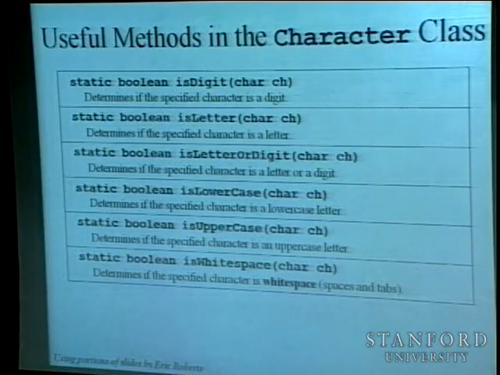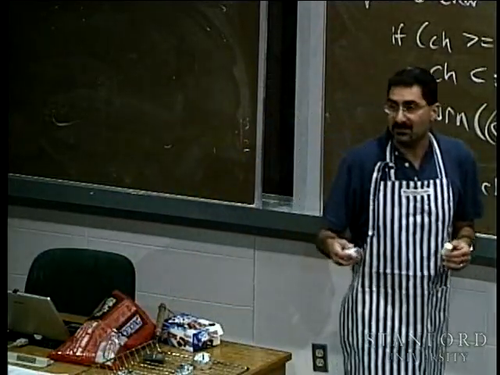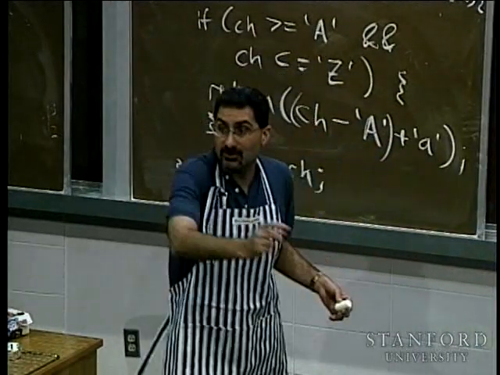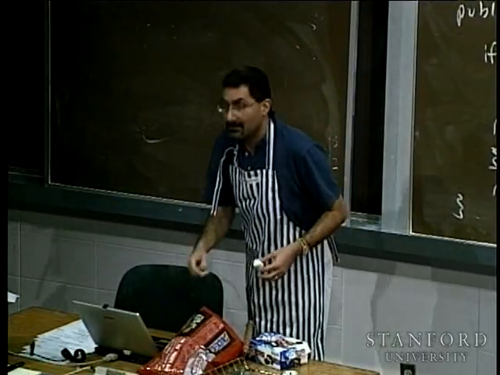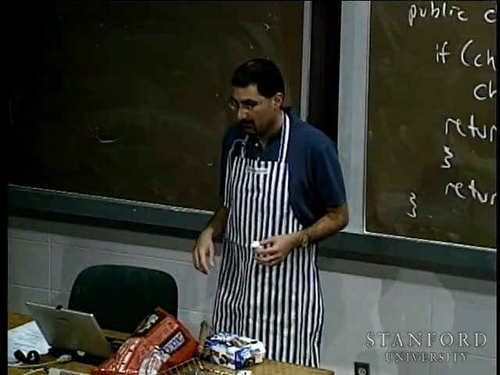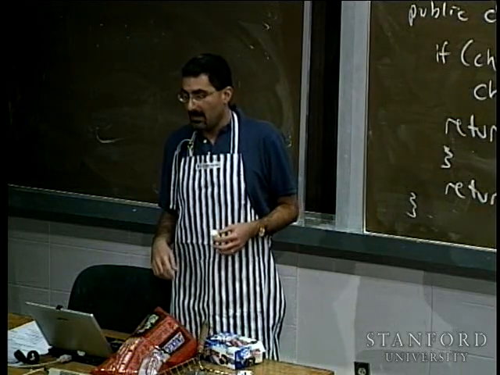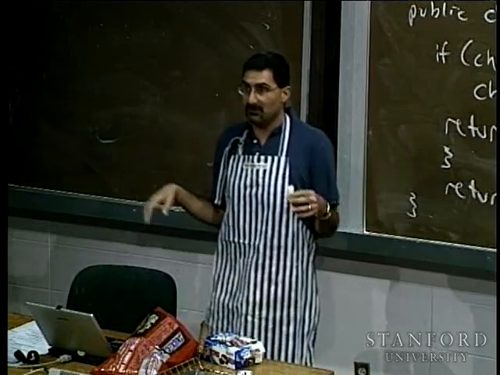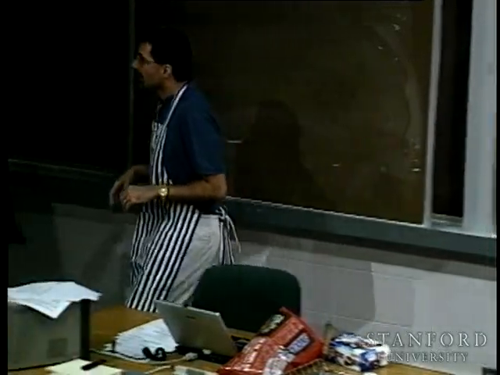Question? It returns a boolean. So it just says the thing that you gave me is a letter or a digit. For example, here's the digit 2, so it would return true for that. Yeah, if it's either a letter or a digit. It doesn't let you know which one. It's just if it was a letter or a digit. Basically, it's not punctuation is kind of the idea.